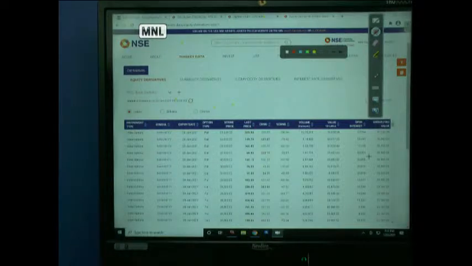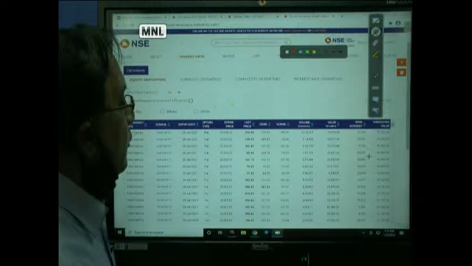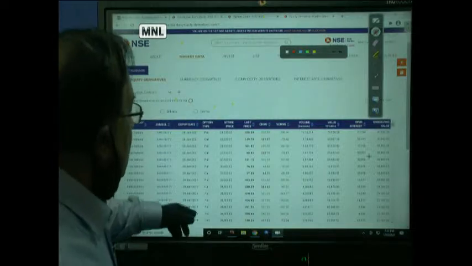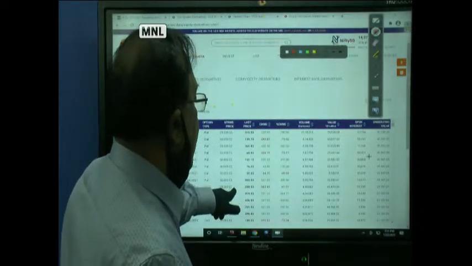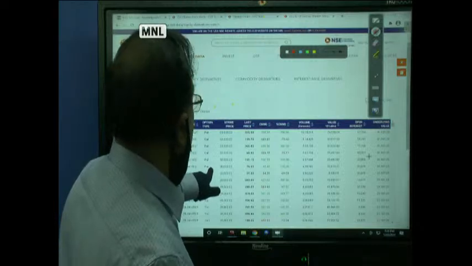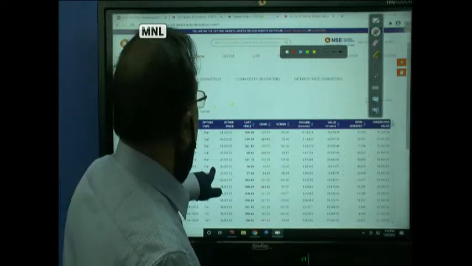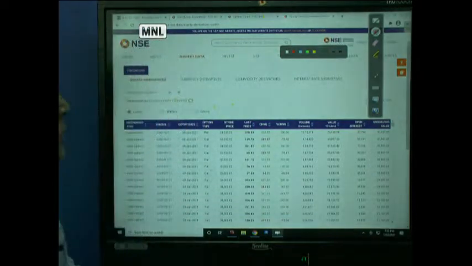And similarly, the maximum put open interest is coming closer to, if you look at it, 30,000 put and 31,000 put. So 30,000 and 31,000 put are holding the ground. And let's look at the chart and see what we can look at.